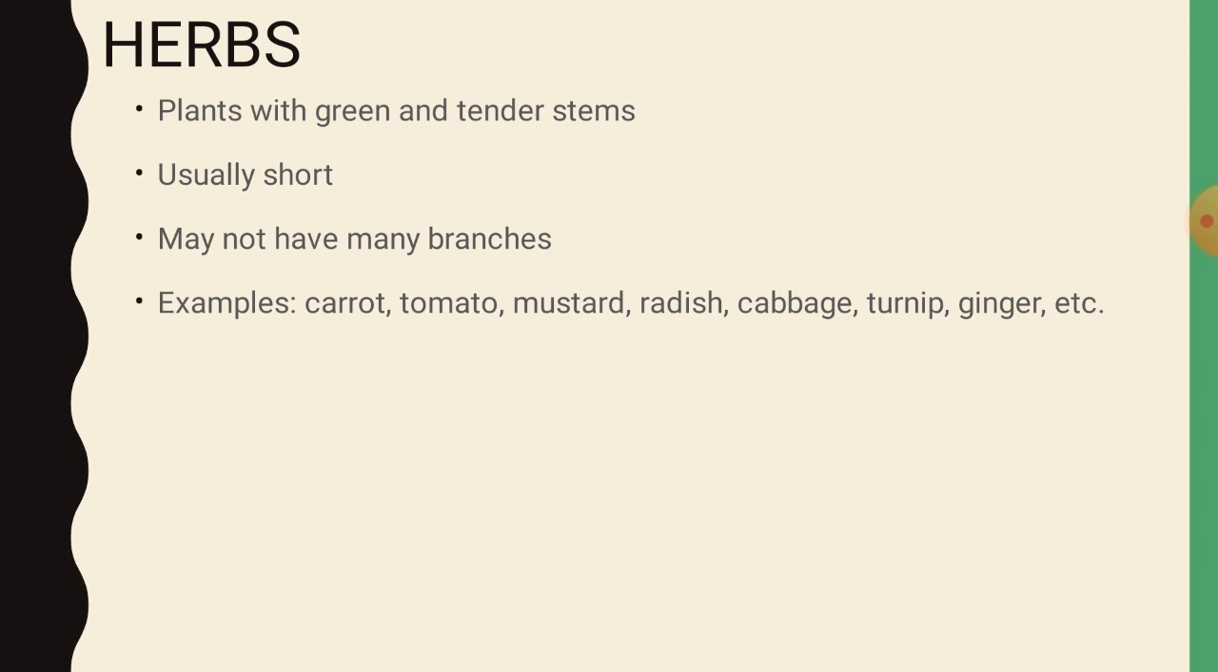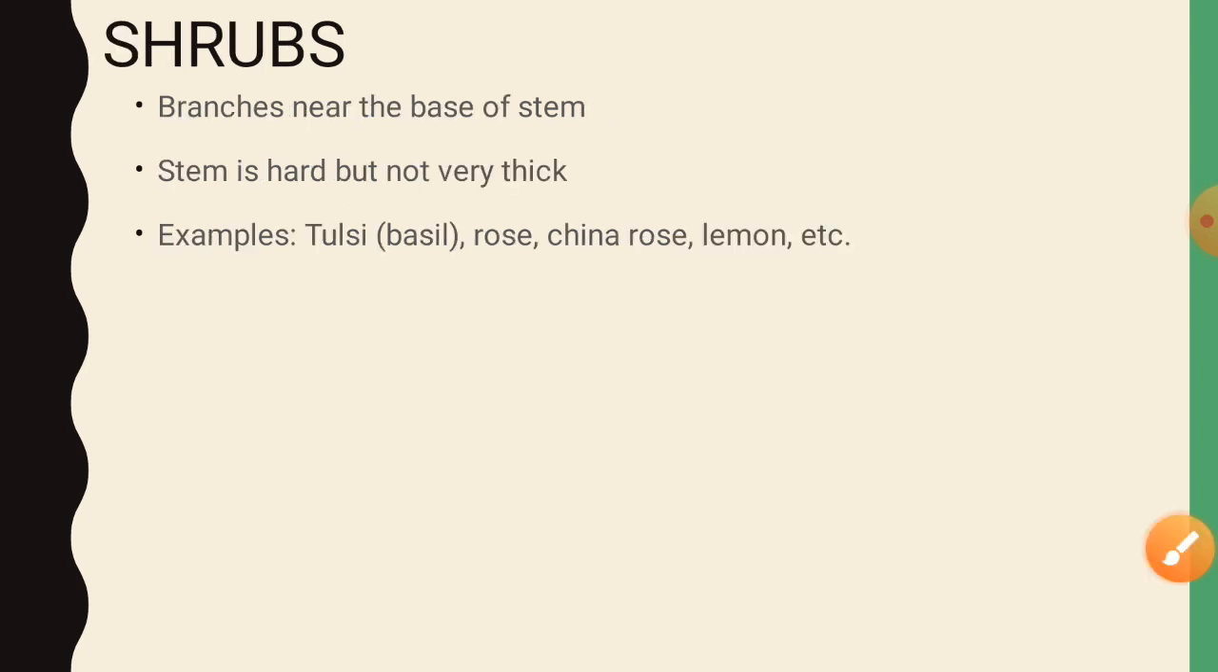So now let's study the next thing. It's shrubs. Students, shrubs are medium sized woody plants. They are taller than herbs and shorter than trees. They can be bushy. They may have many branches. So in short, you will say that those plants which develop branches near the base of stem, the stem is hard but not very thick, such plants will be known as shrubs.